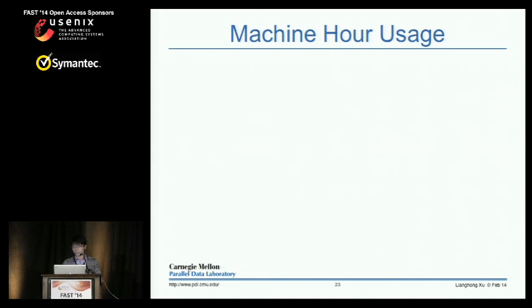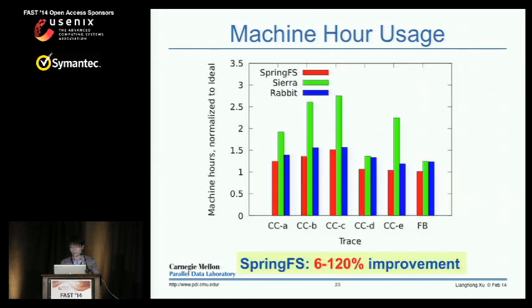We have also repeated our analysis for Rabbit and Sierra across all traces. Here we show you the summarized results. The x-axis shows the 6 traces we used for analysis. CC stands for Cloudera customers, and FB stands for the Facebook trace. The y-axis represents the aggregate number of machine hours used by SpringFS, Sierra, and Rabbit, normalized to the ideal system, which corresponds to 1 on the y-axis.